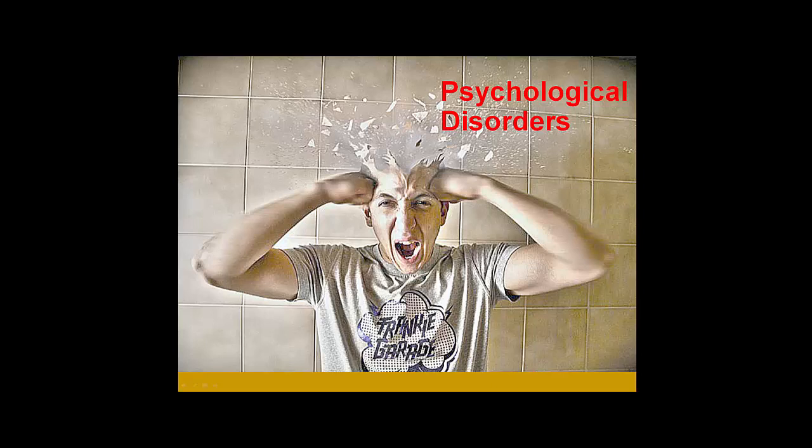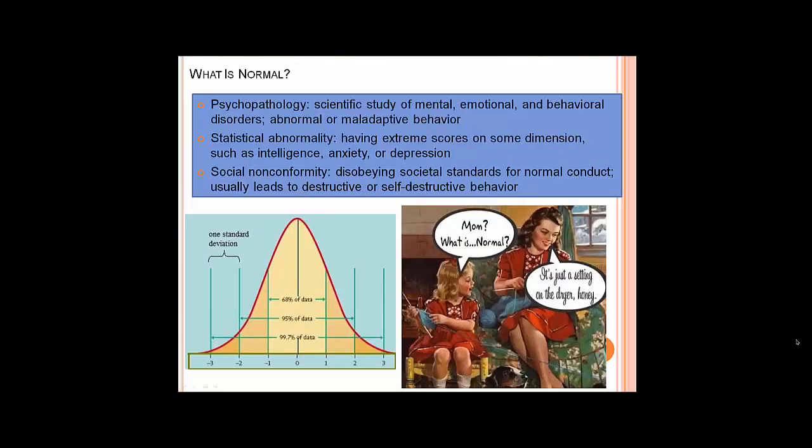Before we talk about what any disorder is, we have to talk about what's normal, because if it's a disorder, that means it's going to have to be outside of normal. So what is normal? Definitions. What is psychopathology? Psychopathology is the scientific study of mental, emotional, and behavioral disorders, and it is abnormal or maladaptive behavior. Statistical abnormalities are having extreme scores on some dimension, like intelligence, anxiety, or depression.